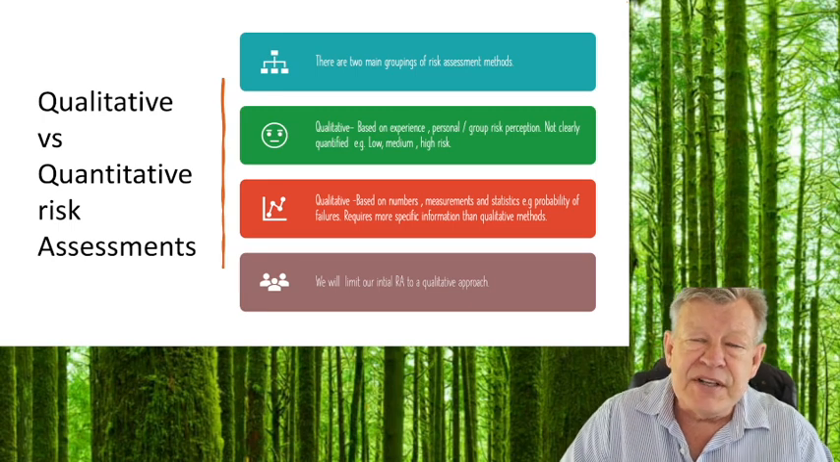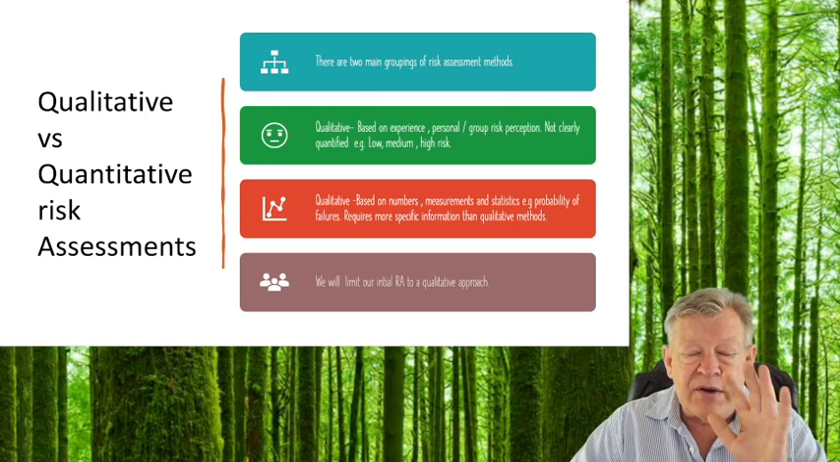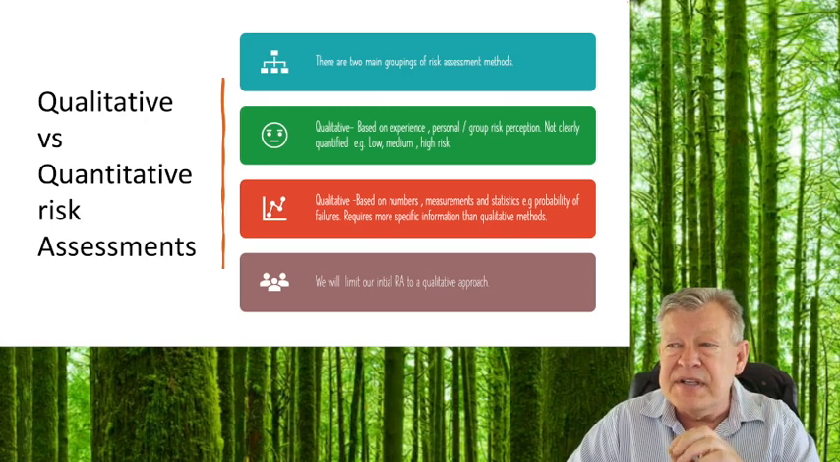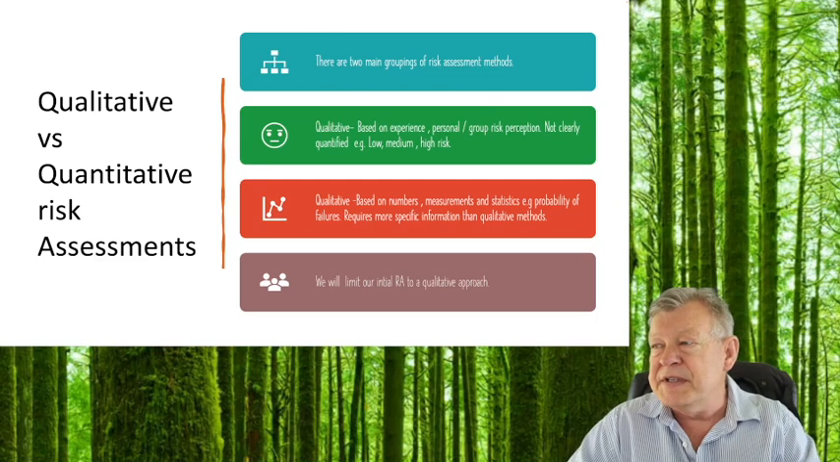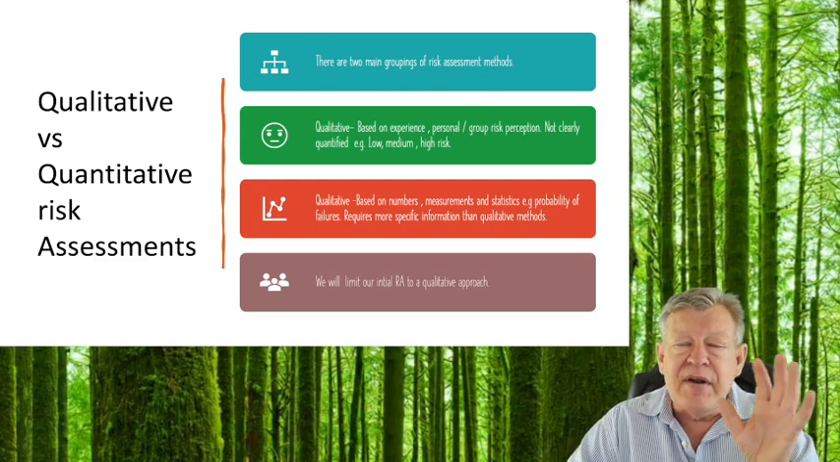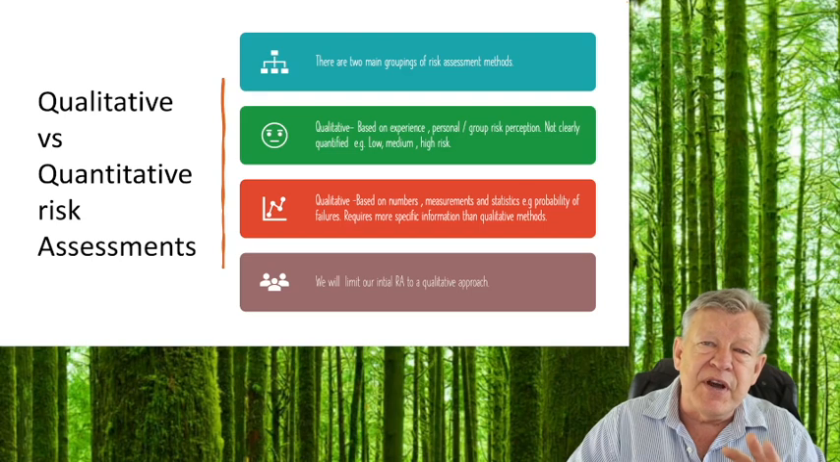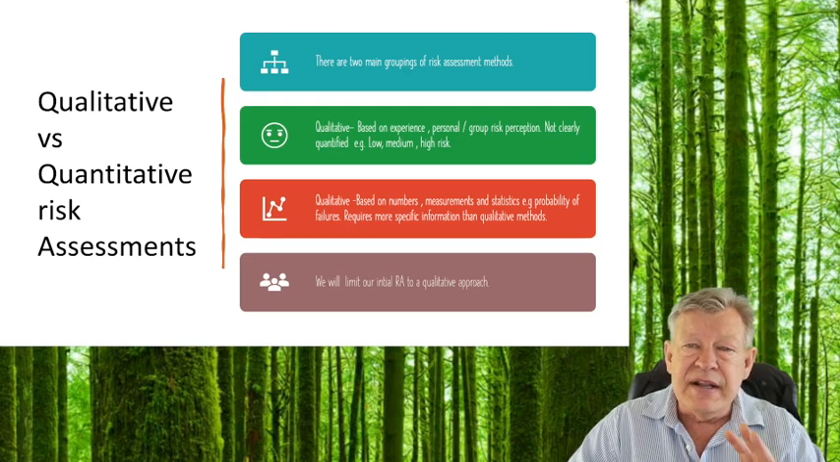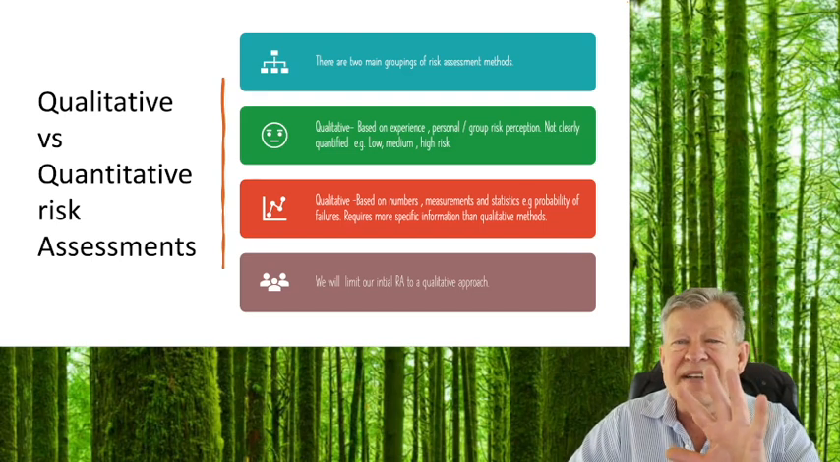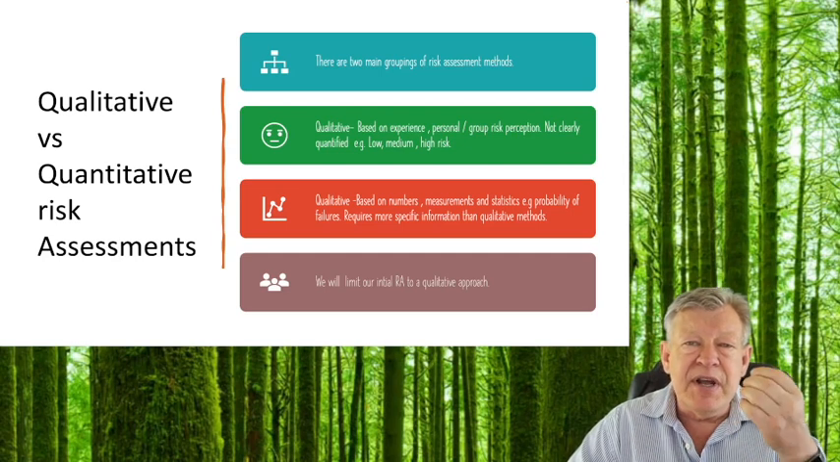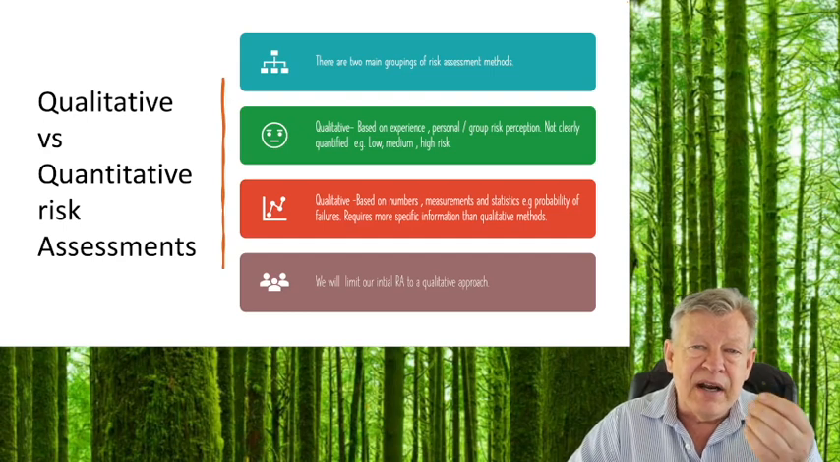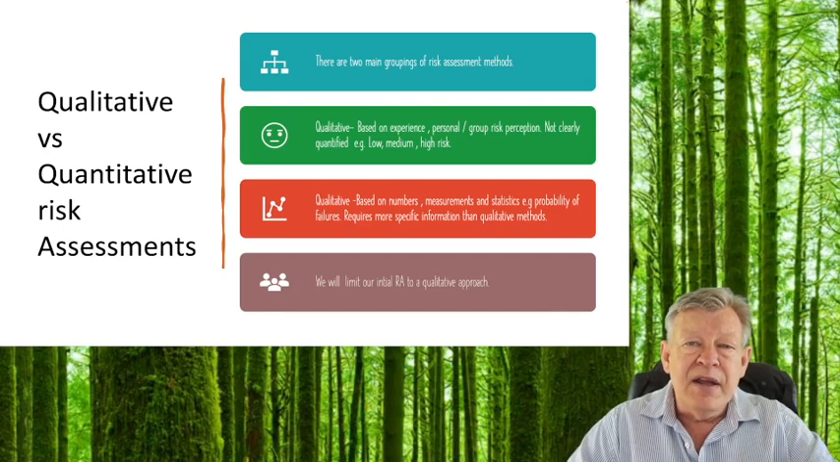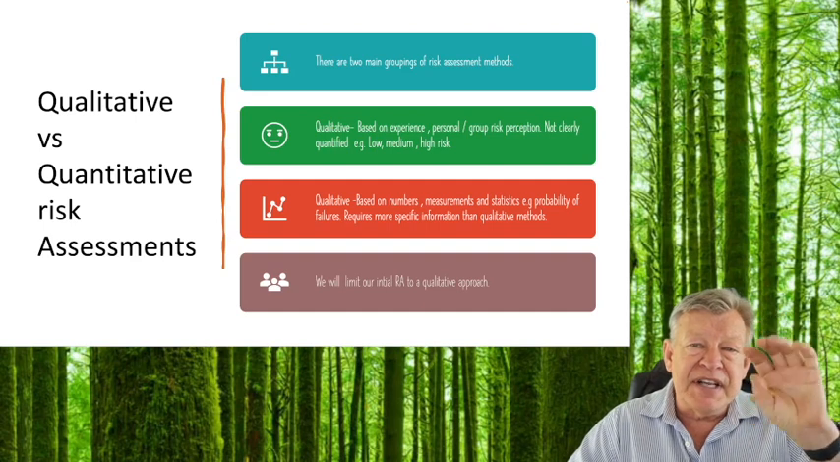I just want to quickly highlight this to you. There are 2 main categories of risk assessments. We call them qualitative and quantitative risk assessments. You don't have to bother about the difference between those two. In this course, we are going to use qualitative risk assessments. In other words, we are going to use our experience and make a personal judgment like low, medium, and high, or a 1 to 5 scale or something.